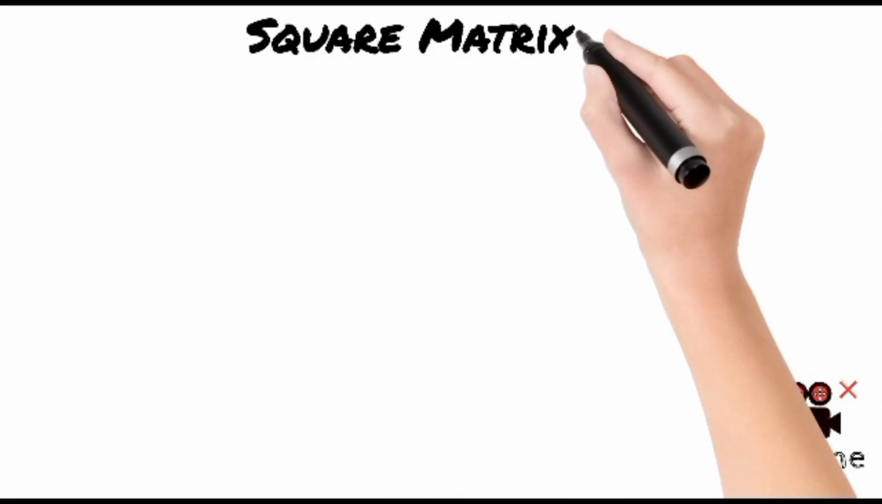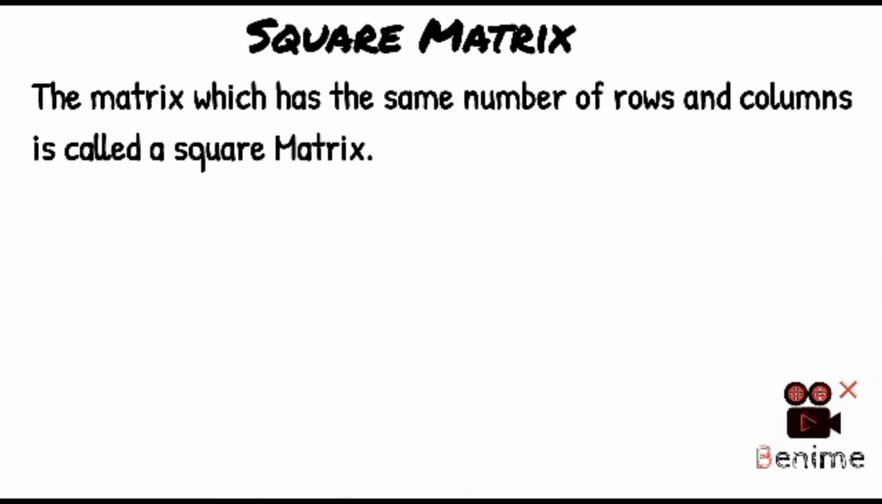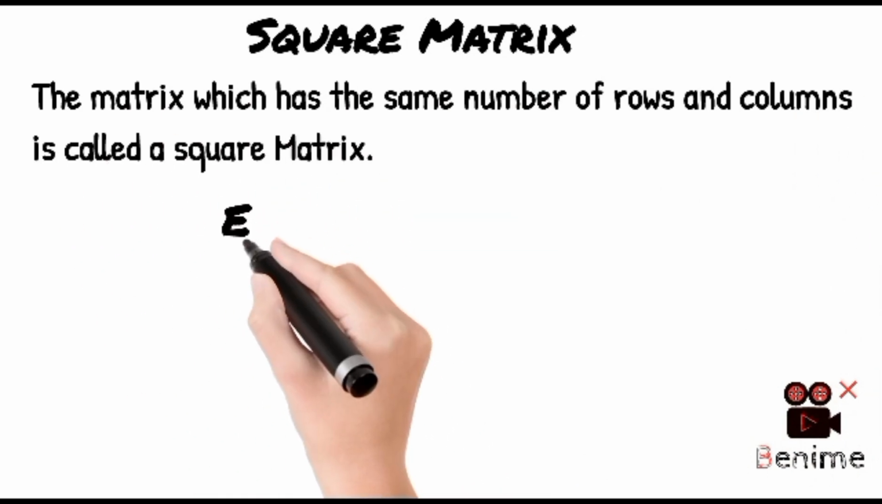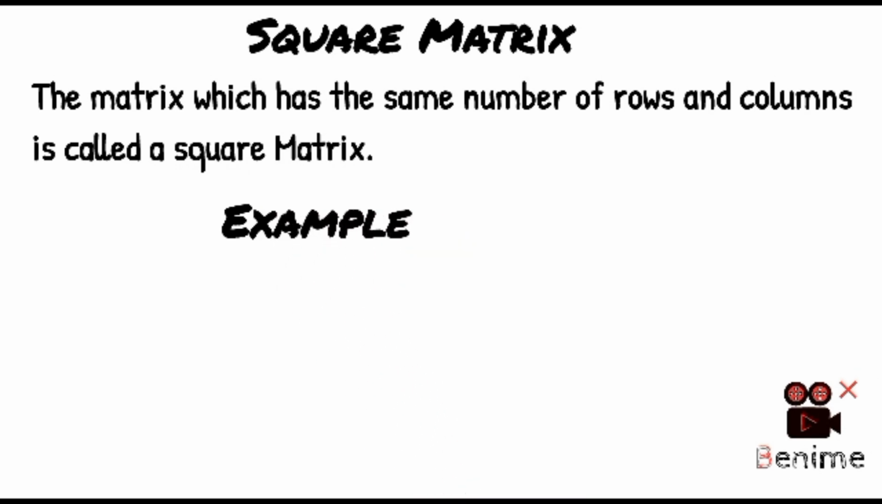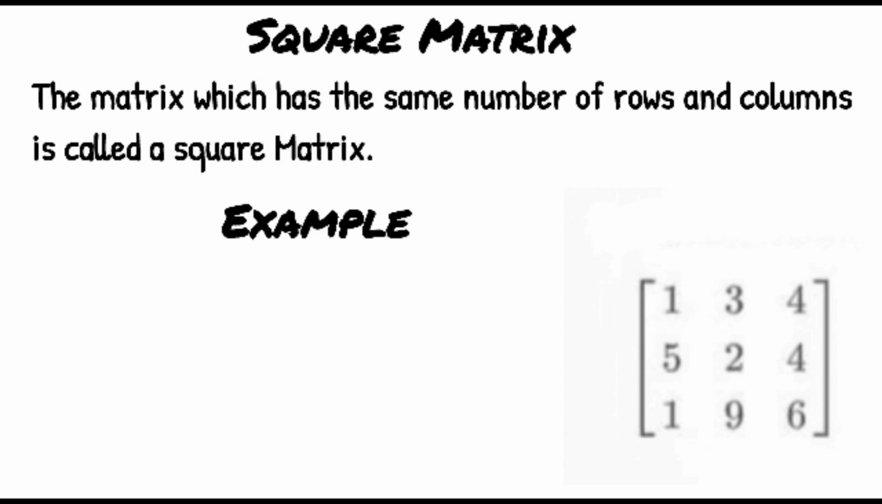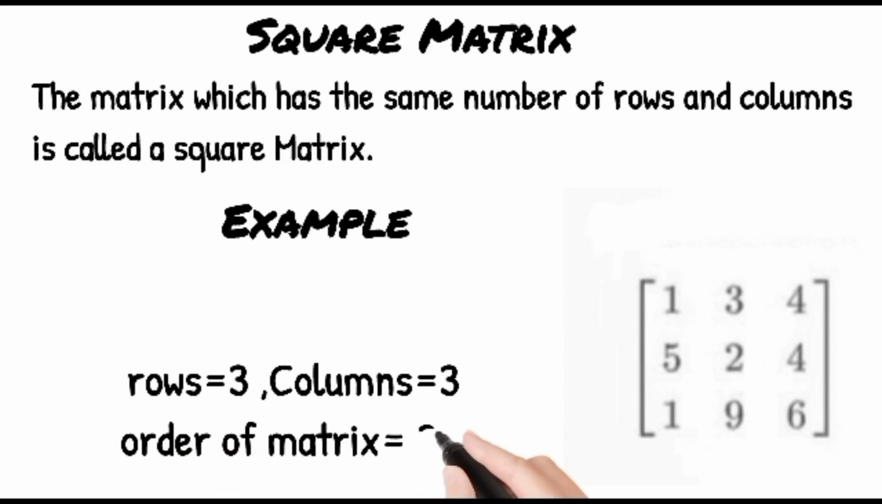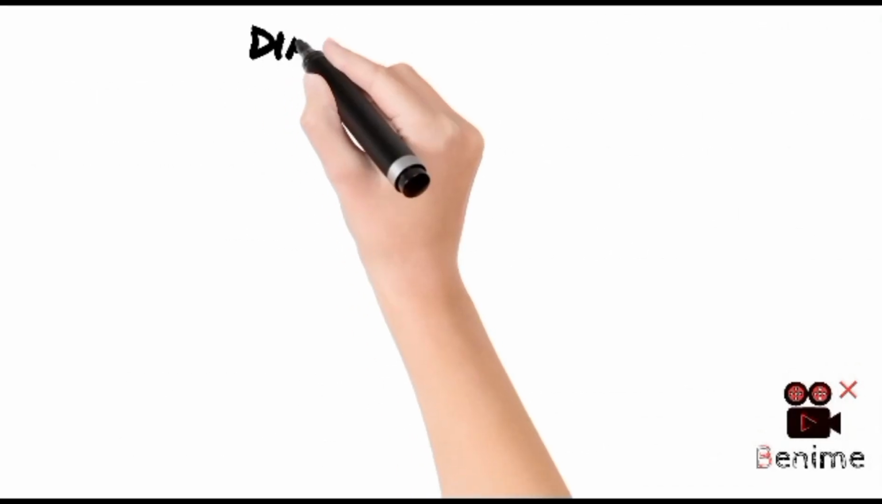Square matrix. Square matrix is a type of matrix in which number of rows is equal to number of columns. So let's see an example of the square matrix. In this example, you can see that there are 3 rows and 3 columns. So the number of rows is equal to number of columns. So order of this matrix is 3 by 3. That's why this is called square matrix.